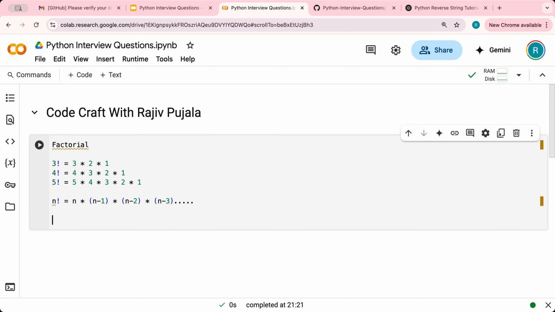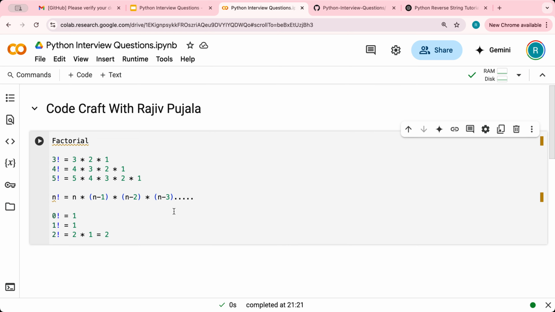Also remember that 0 factorial is nothing but 1. If they ask you to find the factorial of 0, the output is always 1. And for 1 factorial, it is 1. For 2 factorial, it is 2 multiplied by 1, which is 2. Right? This is all about factorials. So I hope you understand what exactly a factorial is.